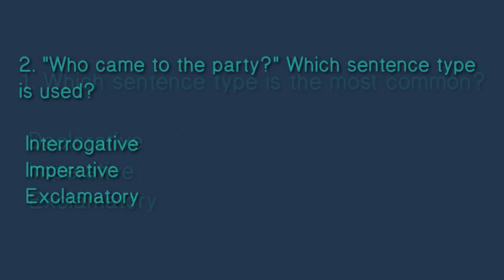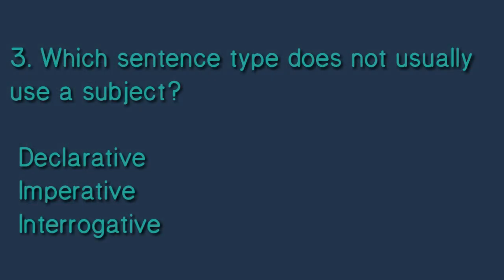Next one. Who came to the party? Which sentence type is used? So, what's the type of sentence given here? A question mark is there. So, from that itself, we can identify that it's a question. The 3 options are: interrogative, imperative, and exclamatory. What's the answer? The answer is interrogative. Questions mean interrogatives.